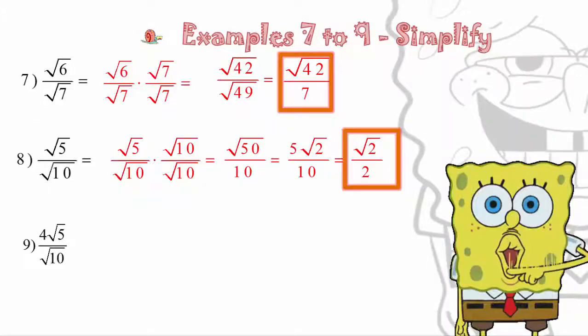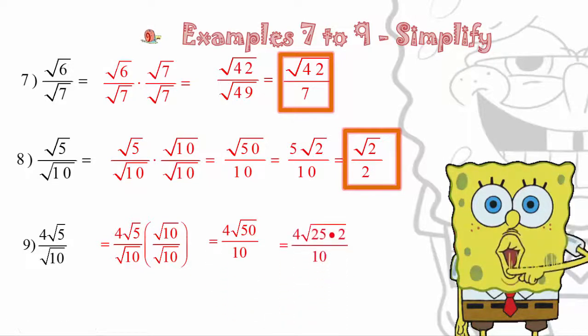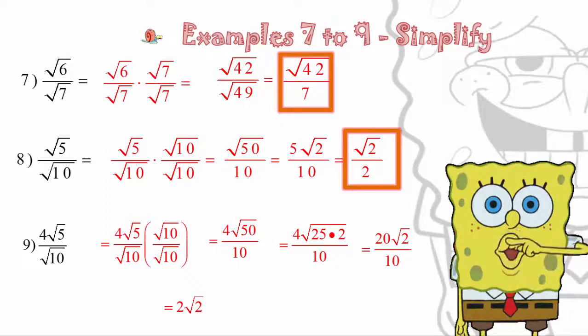In reviewing what we did on the whiteboard, for example, number 9, we rationalized the denominator with square root of 10 over 10. We got 4 square root of 50 over 10. We simplified to get 20 square root of 2 over 10. And then we simplified it further to get 2 square root of 2.